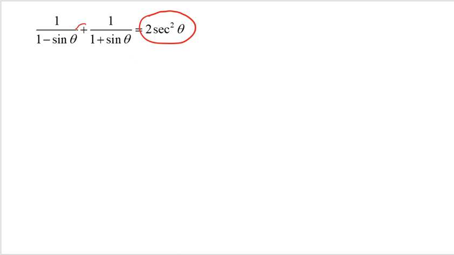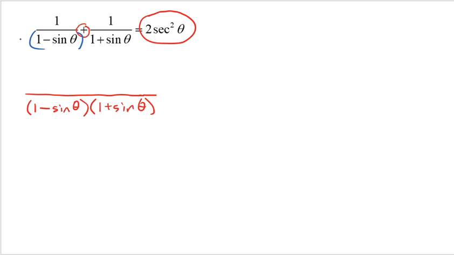So the only thing I could do is do what it says, and that's to add. So I'm going to go ahead and get a common denominator. The best and fastest way to get a common denominator is just to multiply the two denominators you have together. So 1 minus sine times 1 plus sine. And I'm going to go ahead and multiply those together on the next step. But let me handle my numerators first.